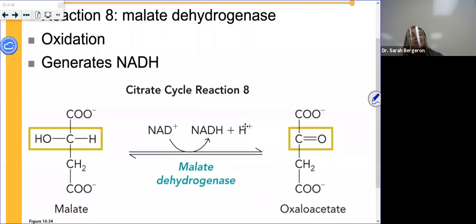We're going to find out when we get to oxidative phosphorylation. It will generate ATPs for us. Well, it will be important in order for us to generate ATPs. Put it that way.